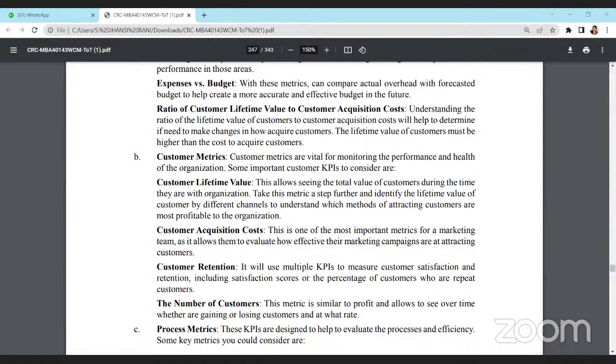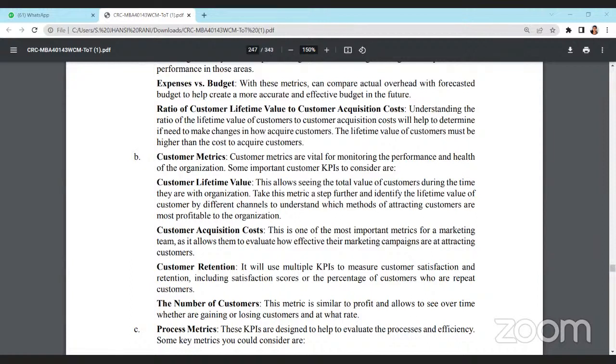And when we talk about customer acquisition cost, this is one of the most important metrics for a marketing team, as it allows them to evaluate how effective the marketing campaigns are at attracting customers.